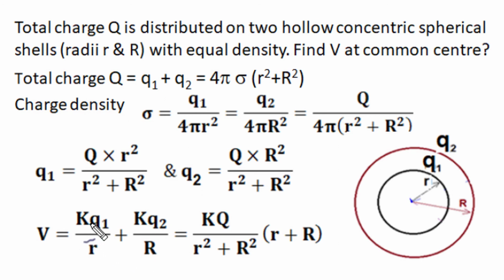If we replace q1 and q2 in terms of the total amount of charge capital Q and simplify, we can replace q1 in terms of capital Q, and this replacement will produce capital Q and r square plus capital R square as common, and this r square divided by this small r produces small r in the numerator. Similarly, when q2 is replaced by this relation, this R square is divided by this capital R, leaving capital Q and r square plus capital R square in common, and we get capital R in the summation. So this finally becomes the common center potential of these two concentric shells having total charge capital Q and radii small r and capital R.